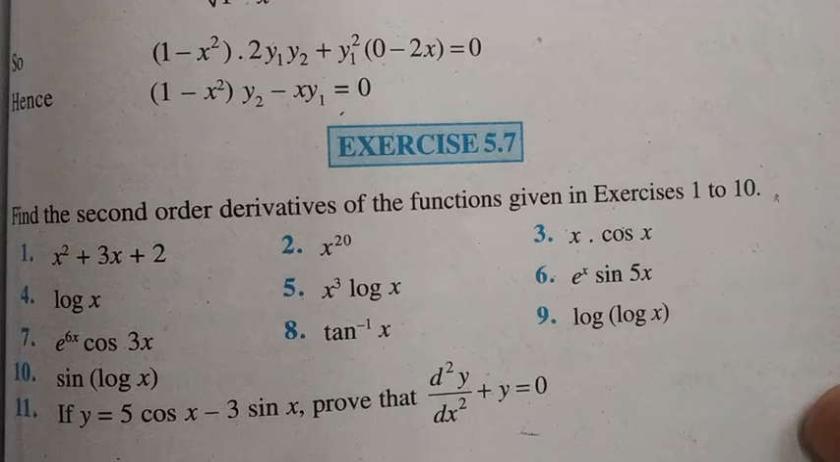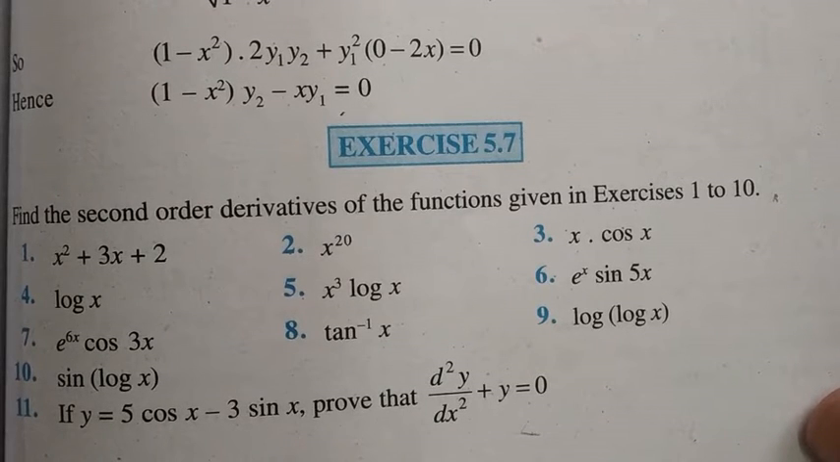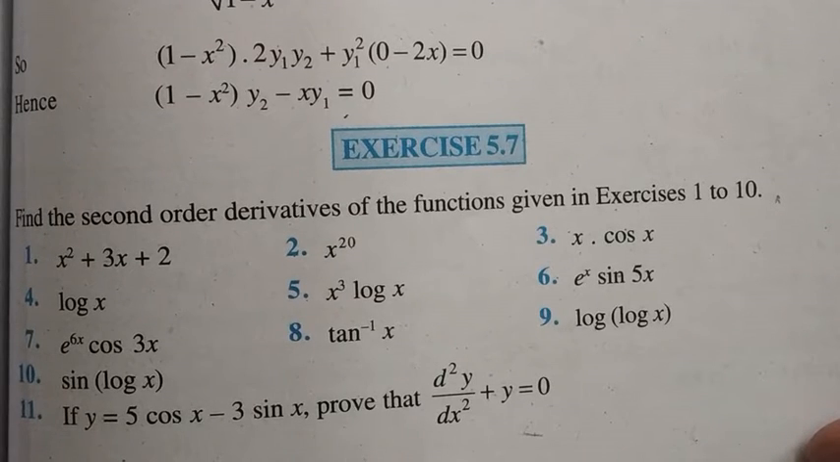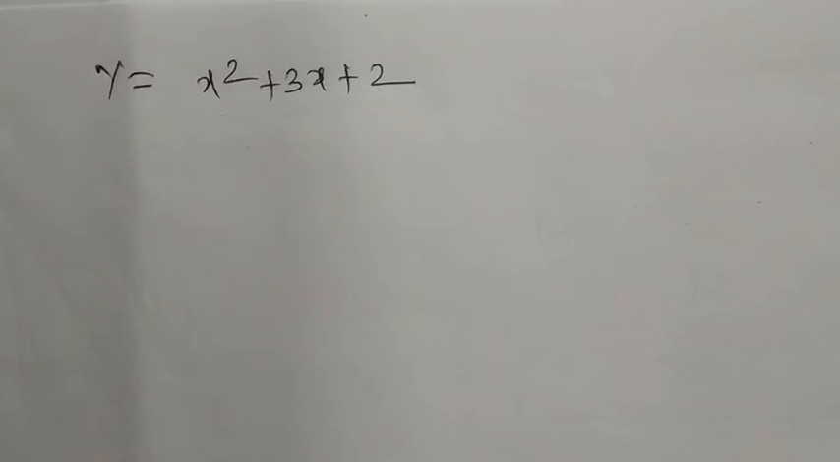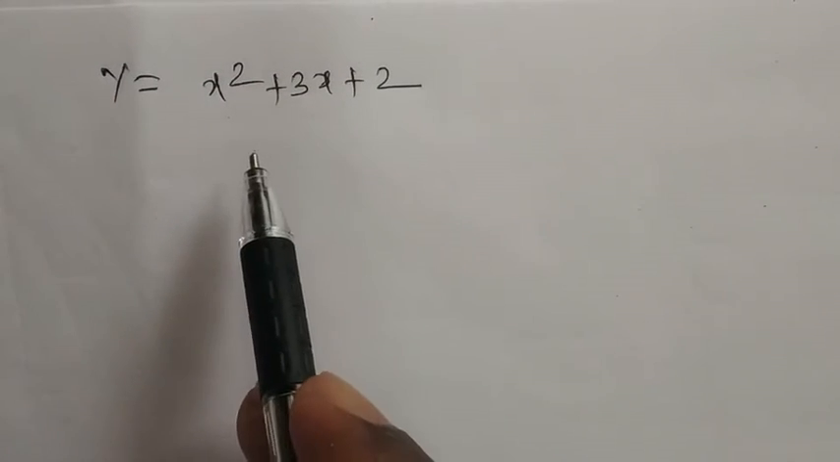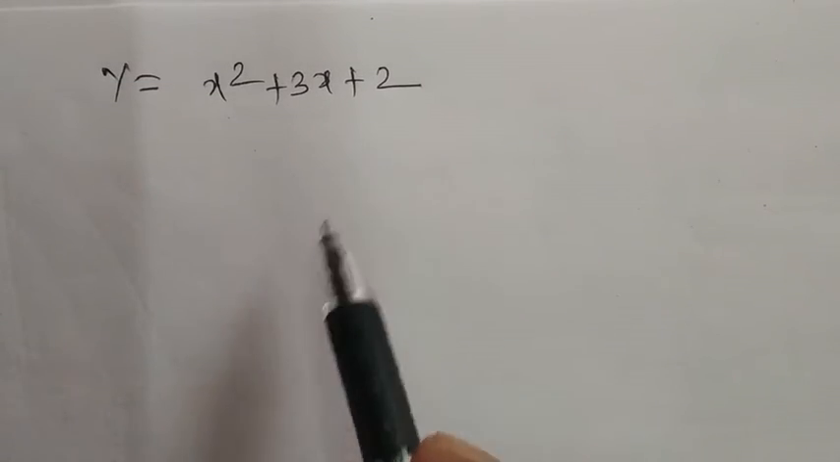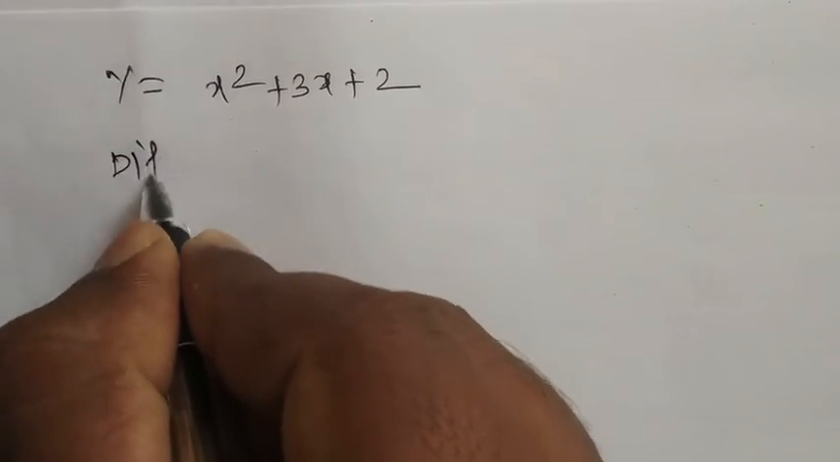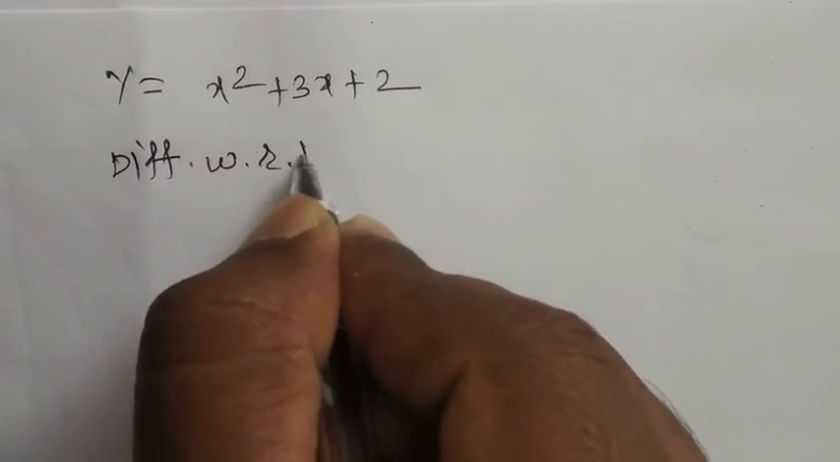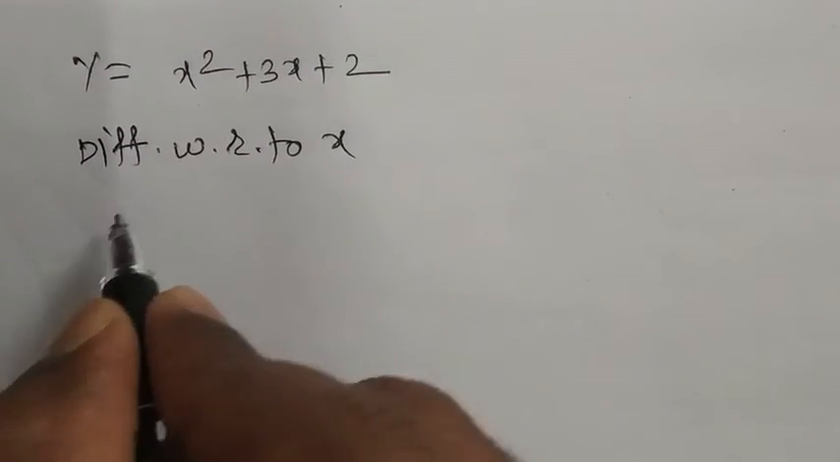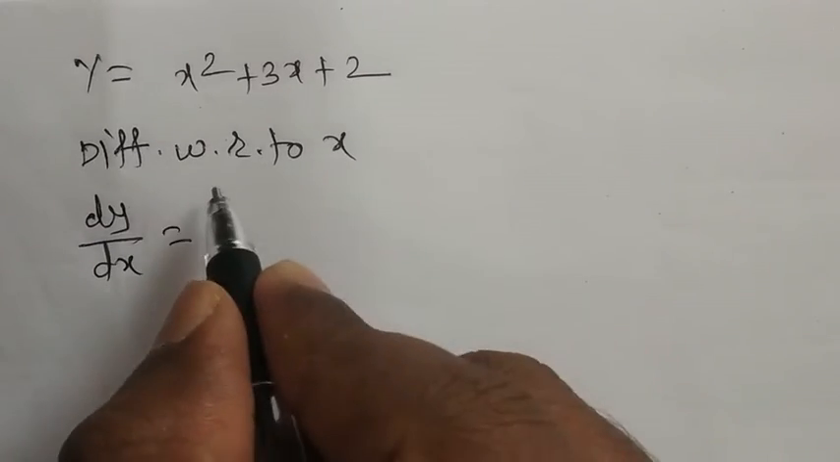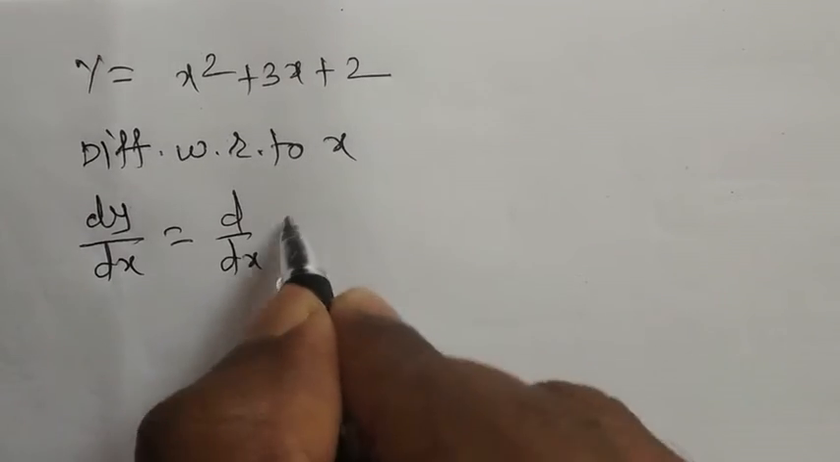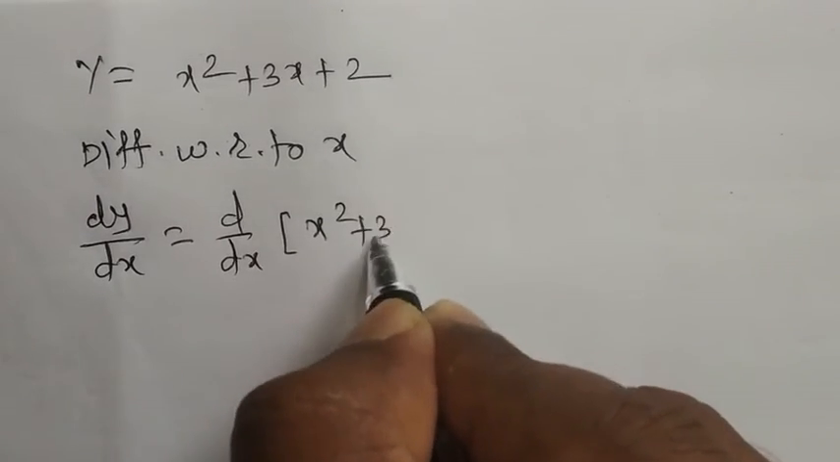Exercise 5.7. We will take the first example: find the second order derivative of the functions given in exercises 1 to 10. Here y equals x square plus 3x plus 2. Differentiate with respect to x, so our first derivative dy by dx is equal to d dx of x square plus 3x plus 2.